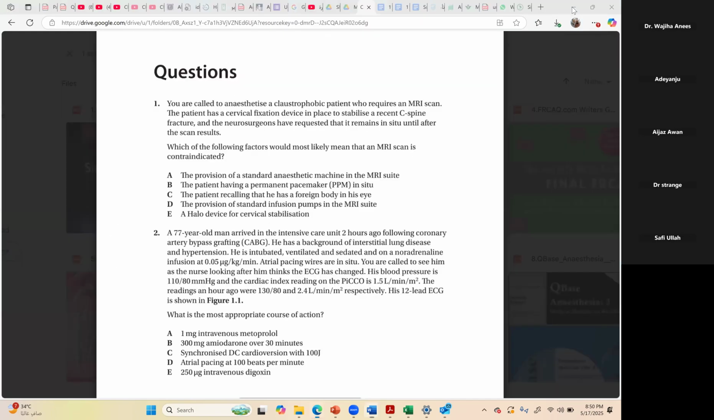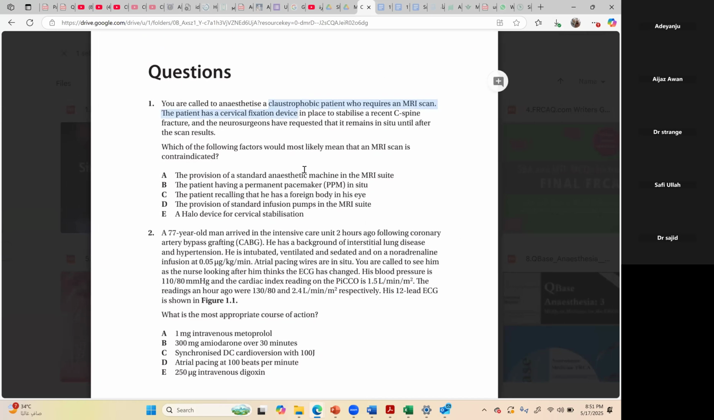Okay, so actually this is the way. For example, if we are reading this MCQ, you are called to anesthetize a claustrophobic patient who requires an MRI scan. So this word claustrophobia should be explored, and you should know what claustrophobia is and which patients are at risk of it. You will find a few points about what claustrophobia is and how it should be tackled.